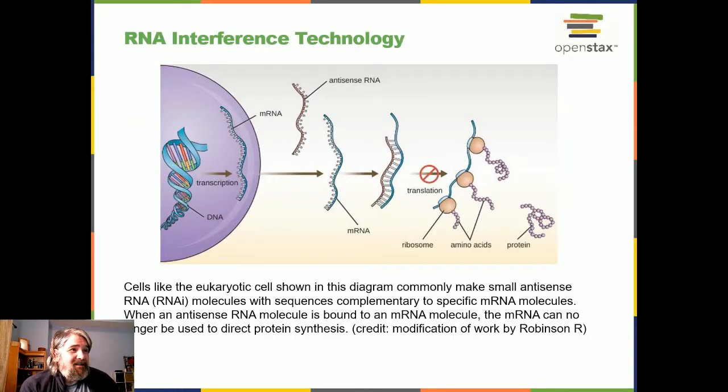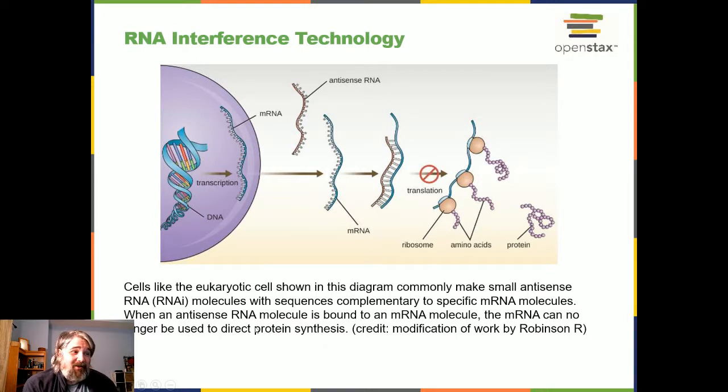Another technology is RNA interference technology, which is quite interesting. Here's a cartoon for the eukaryotic cell. They commonly make small antisense RNA or interference RNA, RNAi, and these are complementary. So these are transcribed from the non-template strand, so it's the strand that looks just like the final messenger. No, not the final messenger, but the pre-messenger at least.